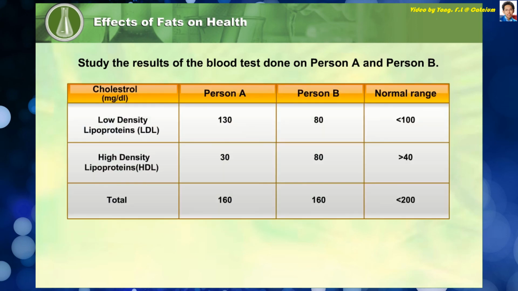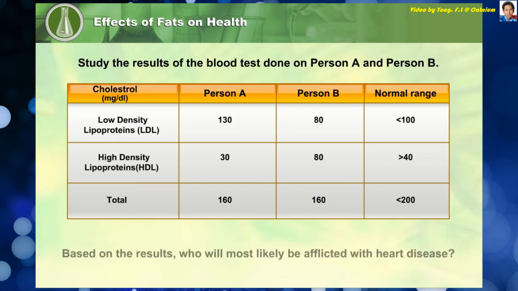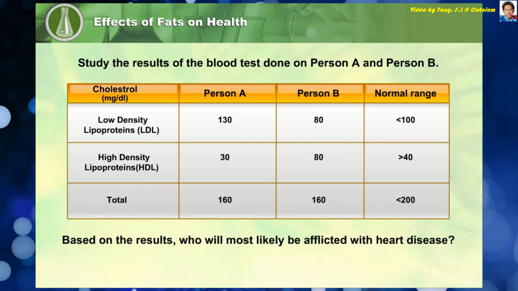Study the results of the blood test done on person A and person B. Based on the results, who will most likely be afflicted with heart disease? Click on the correct person. That is correct.